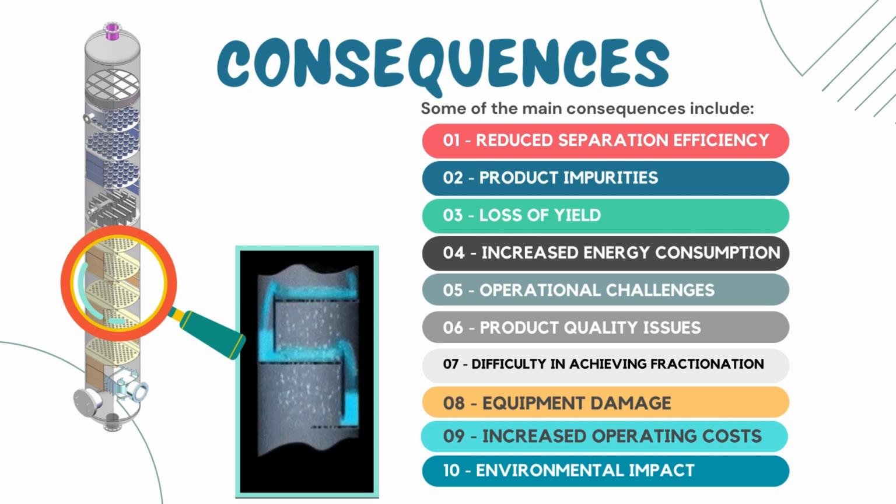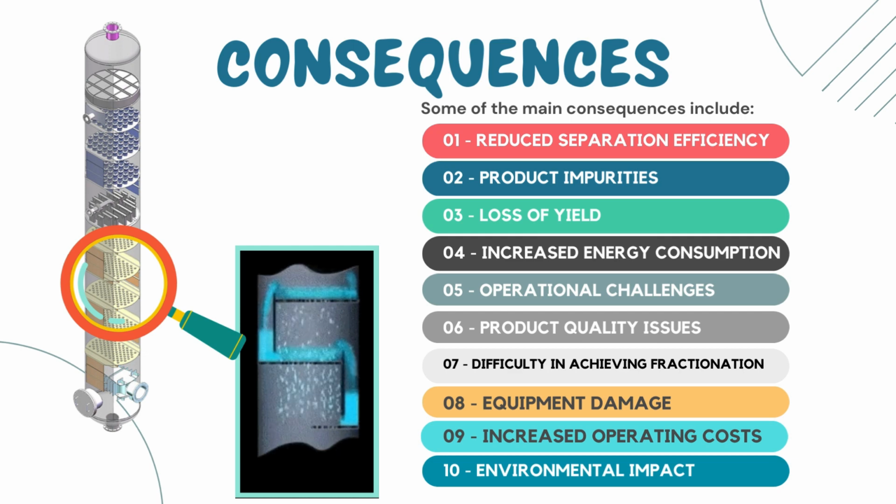Okay? And guys, the last consequence of weeping in a distillation column is environmental impact. Guys, if the weeping results in the release of impurities into the environment, it can have environmental consequences, and this may include the need for additional treatment processes to meet the environmental regulations.